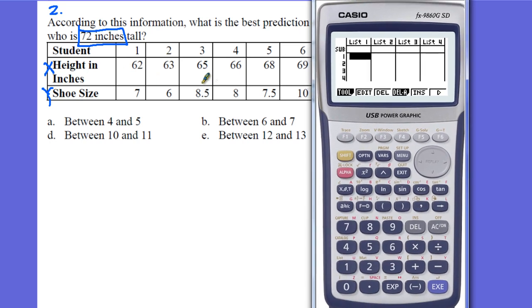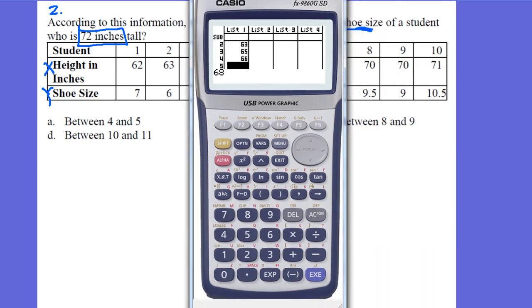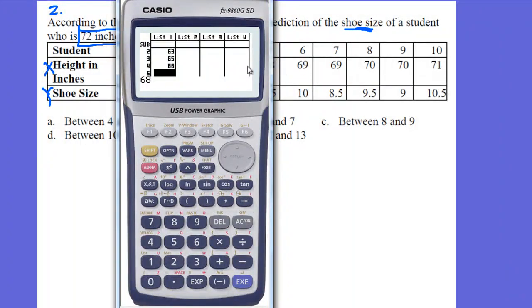My first X value is 62, 63, 65, 66, then 68. After that, we have 69, 69. Okay, we have two 69 here. 70, 70, and then 71. So we have all in all 10 values. Now you can check that we typed in 10 values because of this.